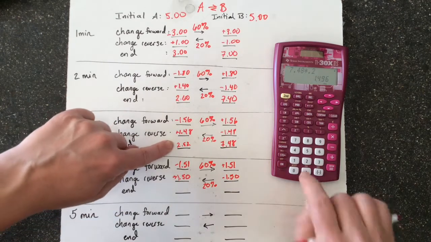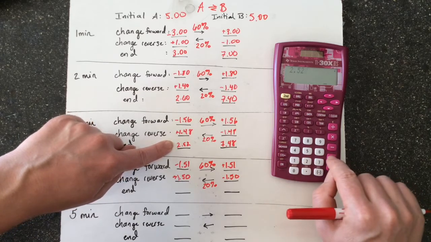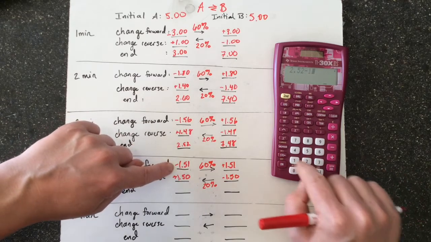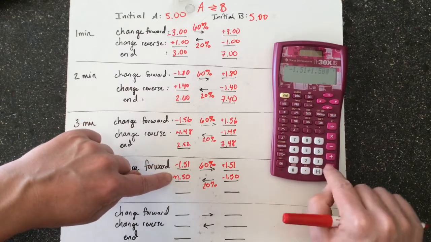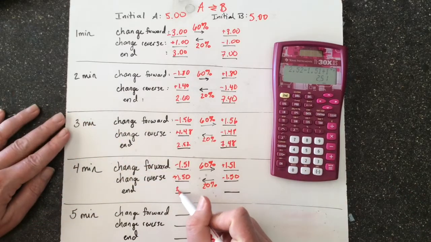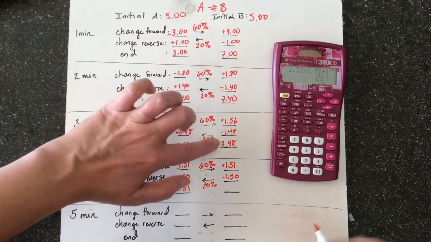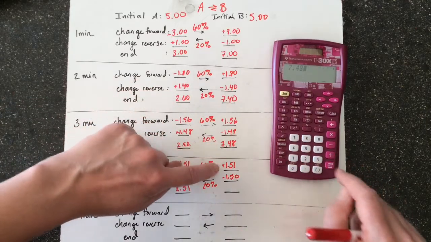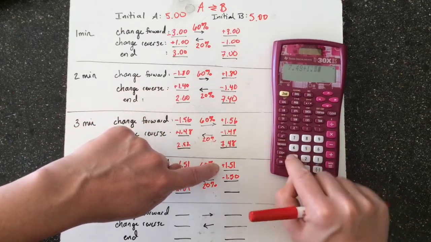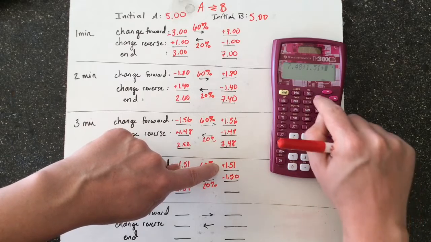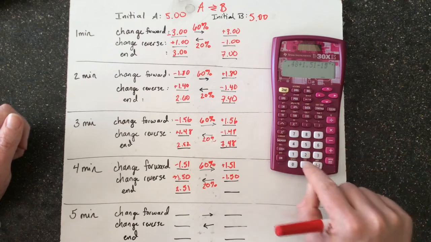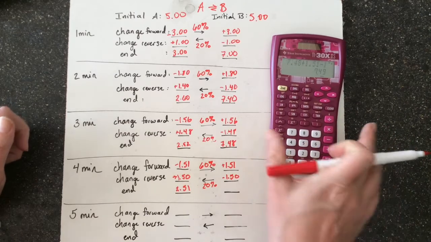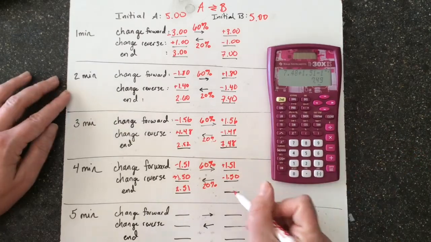So now let's look at our totals. We have 2.52 minus 1.51 plus 1.50 gives us 2.51. And over here, 7.48 plus 1.51 minus 1.50, there we go, gives us 7.49.